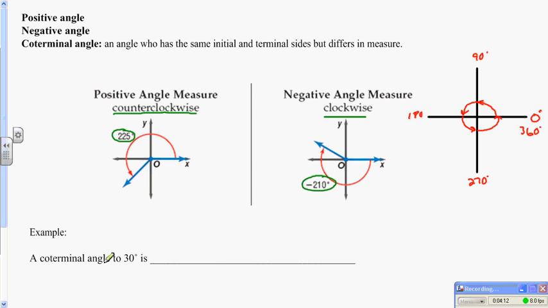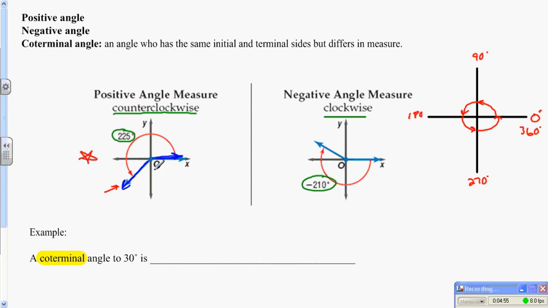Coterminal is a term used to describe sharing the terminal side. So if you have an initial side, which we have been saying is the positive x-axis right here, and the terminal side is when it stops, coterminal would look the same, except it would have been achieved with a different movement. So in this one right here, we have a positive 225 degree rotation, with the initial side on the x-axis and the terminal side in its position given right here.